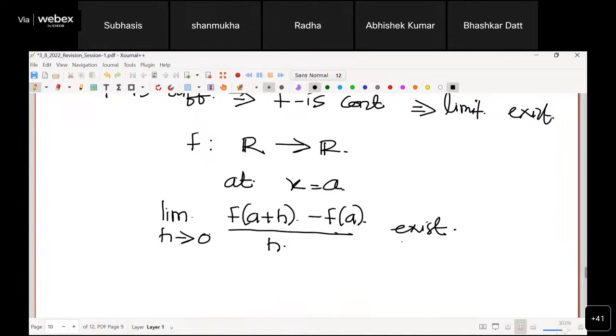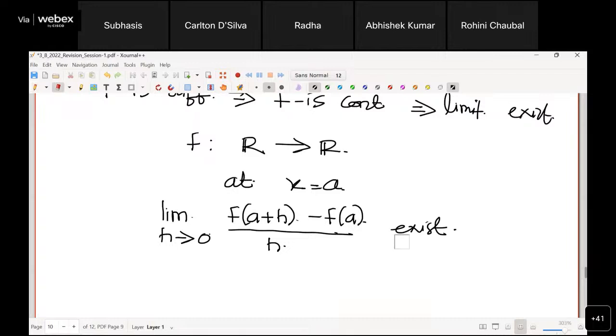Sir, I can't hear anything and I can't see the board also. Sir, you're clear, and we can see the board. There is some issue with Radha. Yeah, I guess please try to reconnect maybe. Okay.